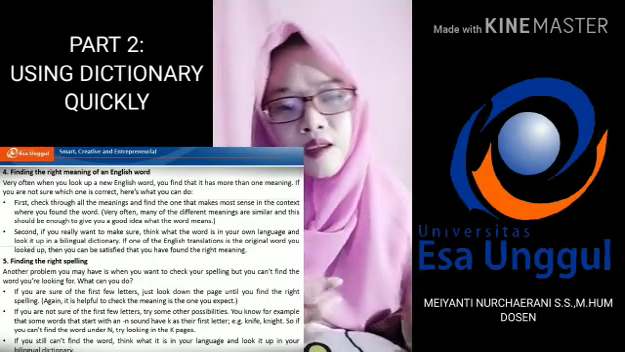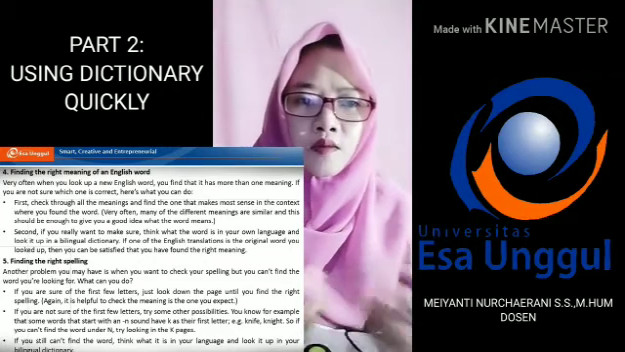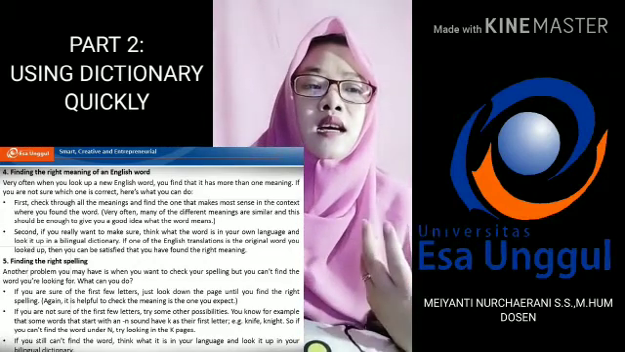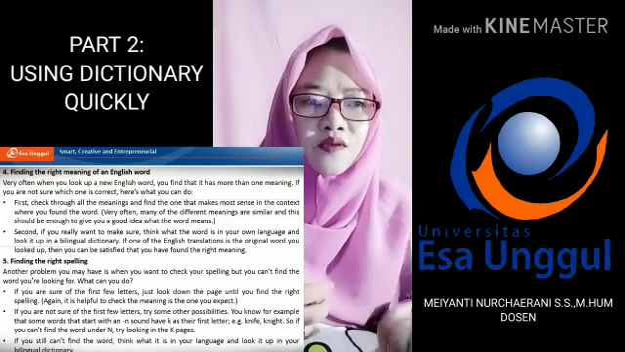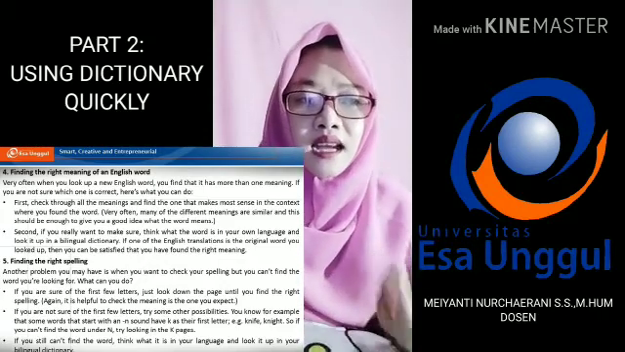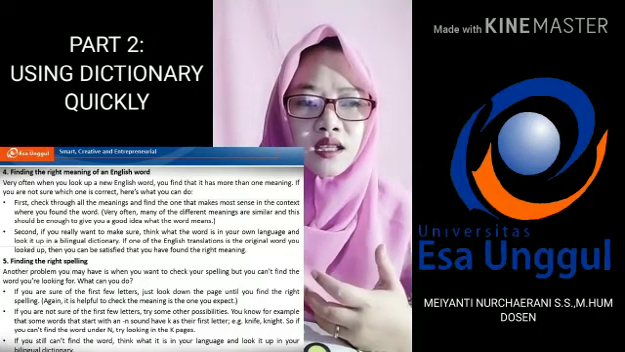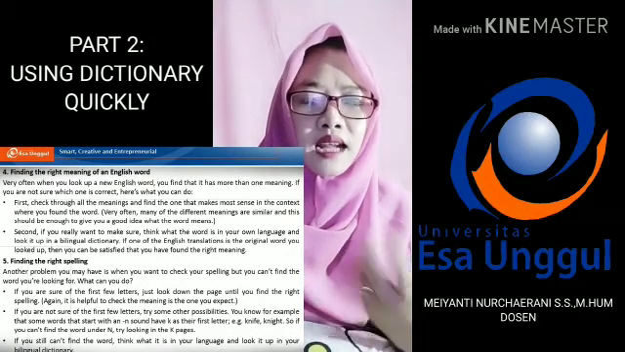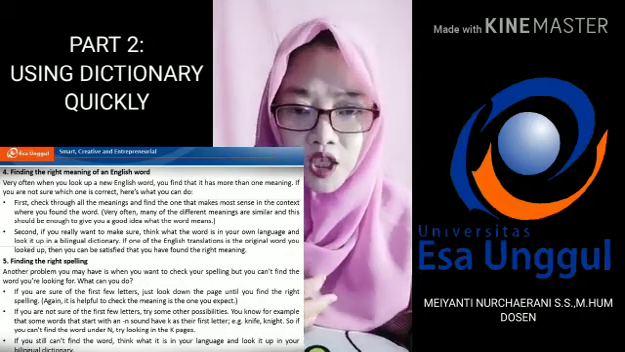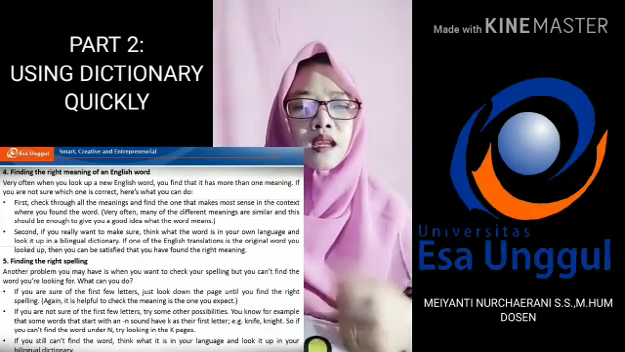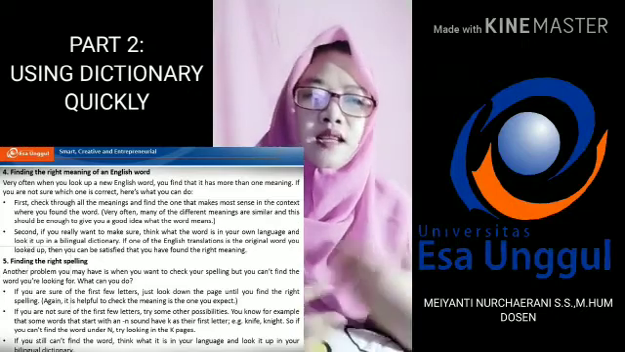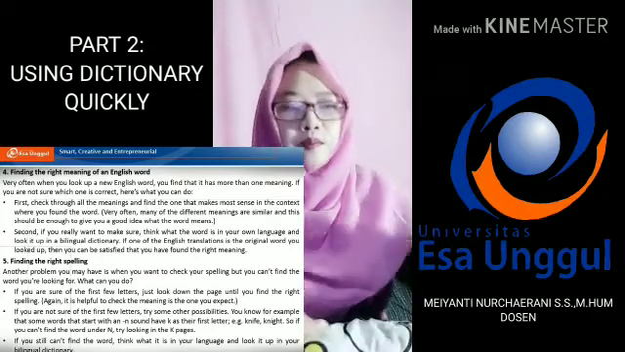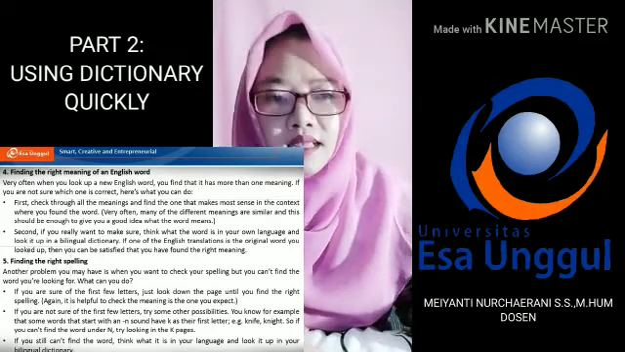For example, some words that start with an N sound have K as the first letter, just like knife, knight. So if you can't find the word under N, try looking in the K pages. If you still can't find the word, think what it is in your language and look it up in your bilingual dictionary.